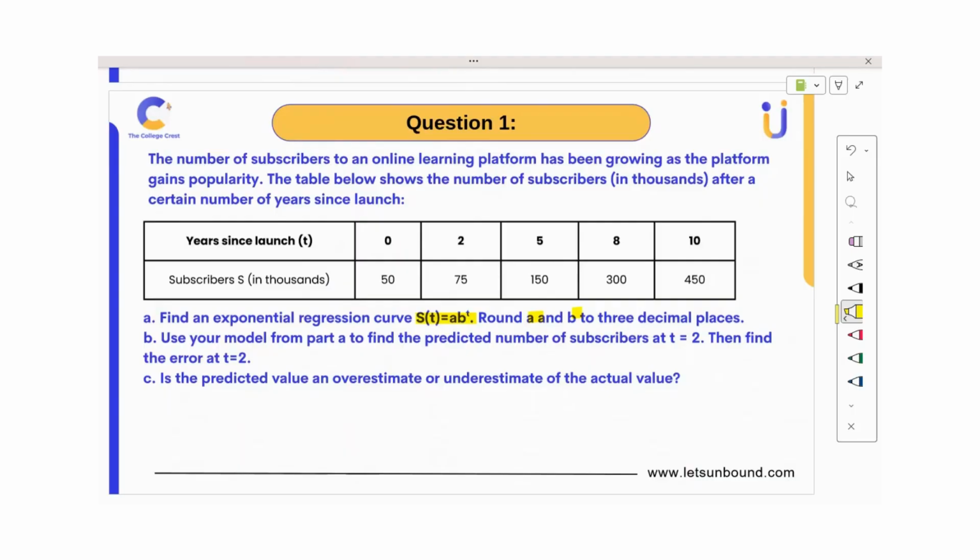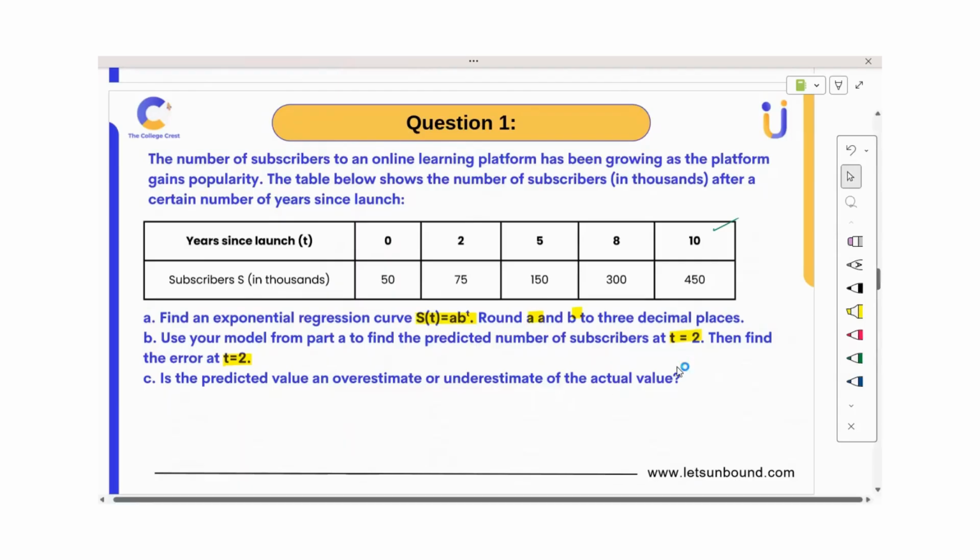Use your model from part A to find the predicted number of subscribers at t equal to 2. Then find the error at t equal to 2. And then, is the predicted value an overestimate or an underestimate? So we will see how to state overestimation and underestimation here. Right, so from the table of values, to make a regression we are going to use Desmos.